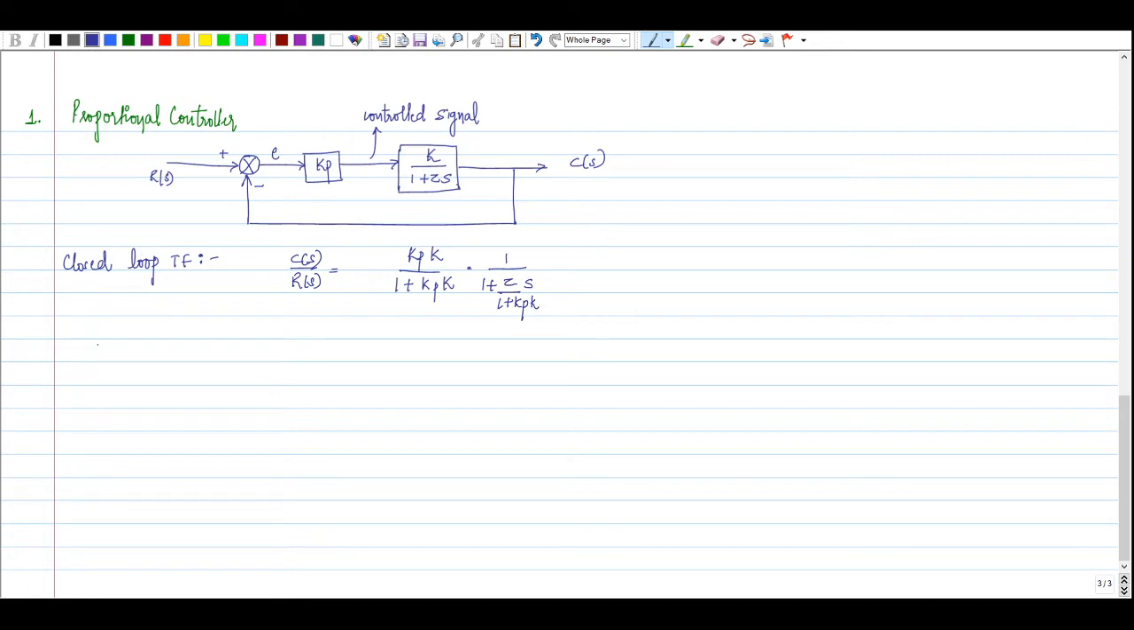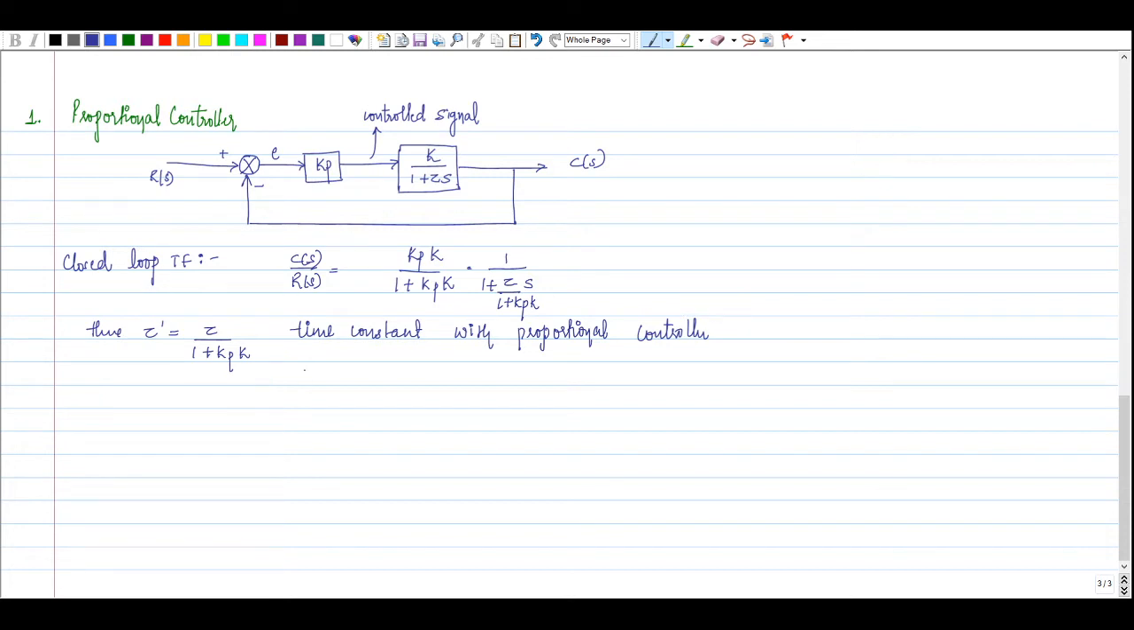Now here I'll define a variable or time constant tau dash, which is equal to tau divided by 1 plus Kp K. This is the time constant with proportional controller.